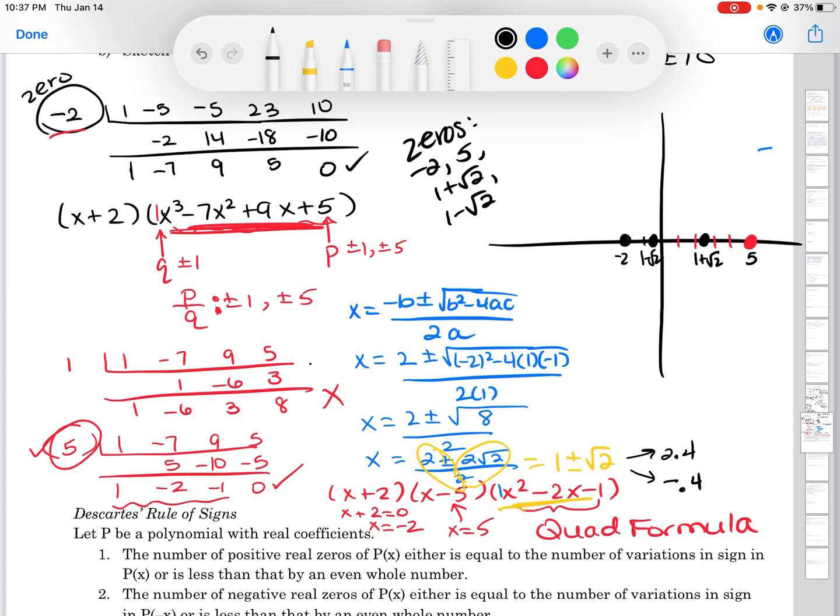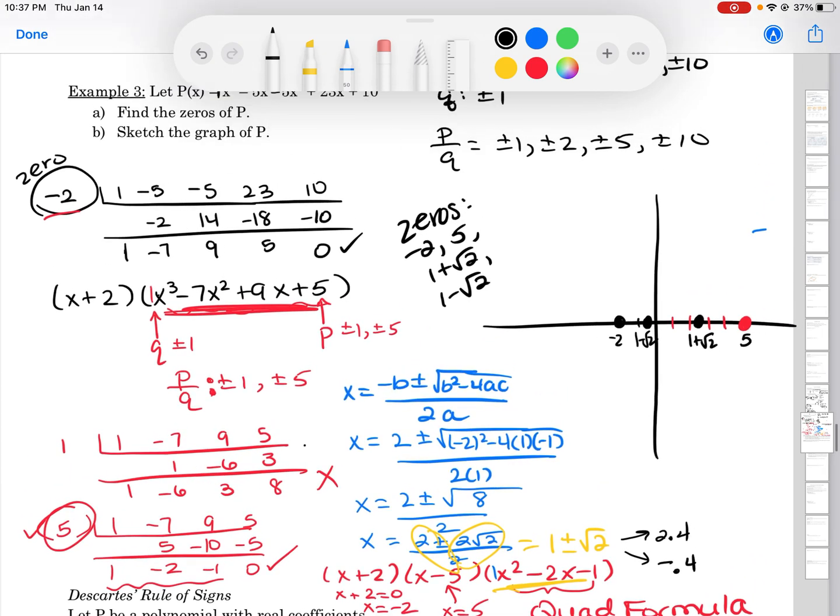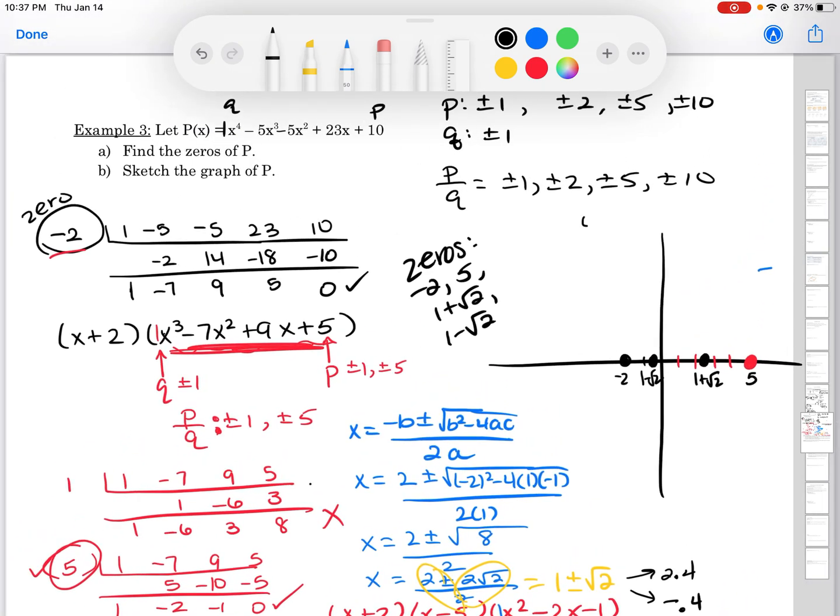Now to finish graphing this, we can do just a few things, right? We can find our y-intercept pretty quickly, plug in 0. So our y-intercept is going to be 0 to the 4th minus 5 times 0 to the 3rd minus 5 times 0 squared plus 23 times 0 plus 10, so it's just going to give us 10.